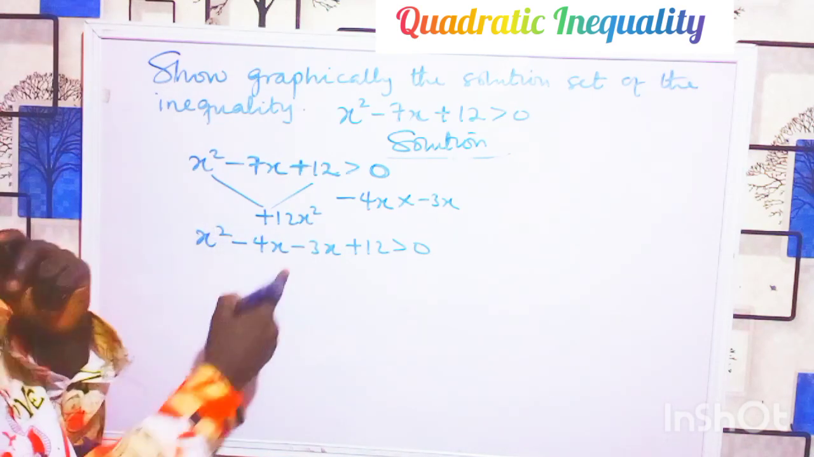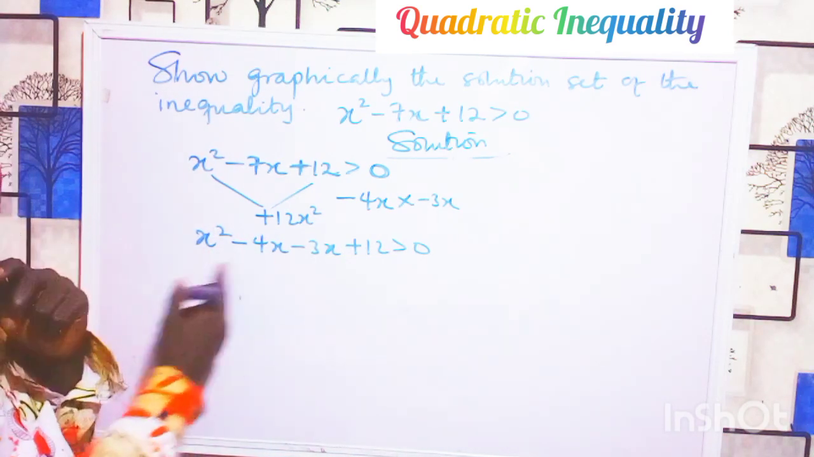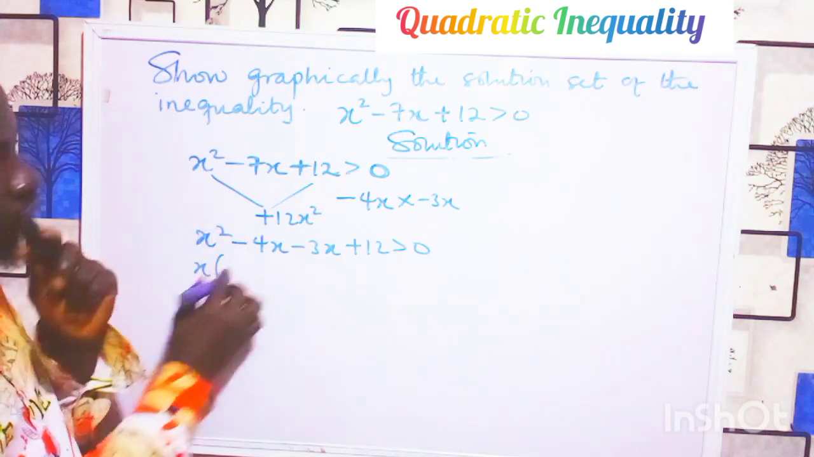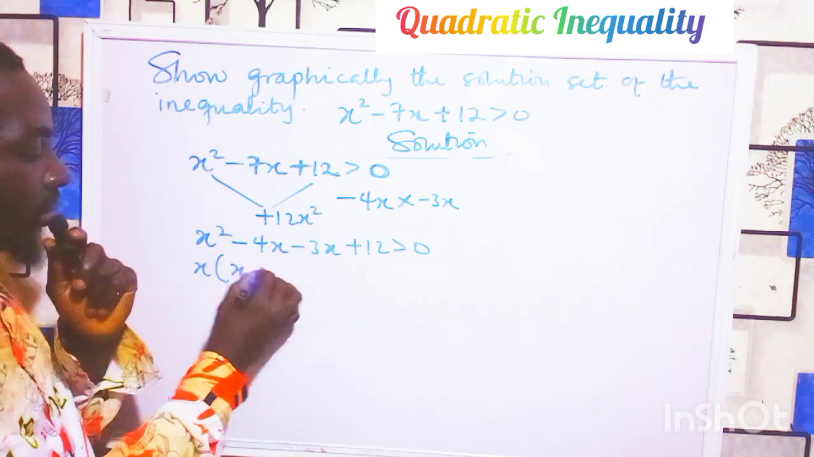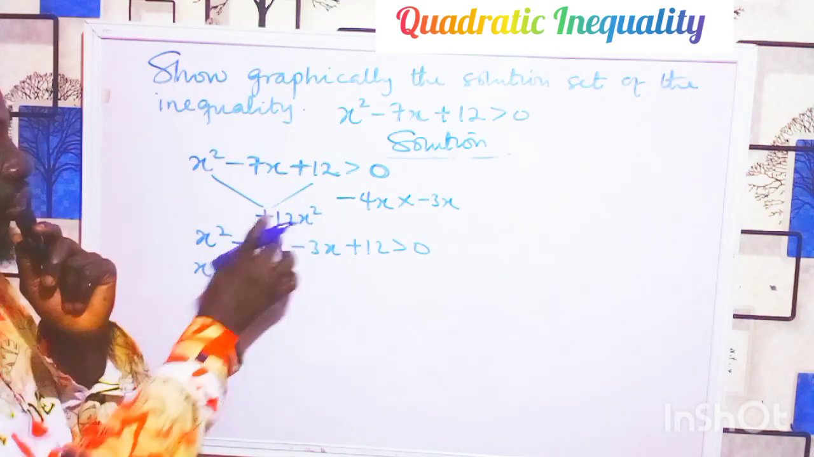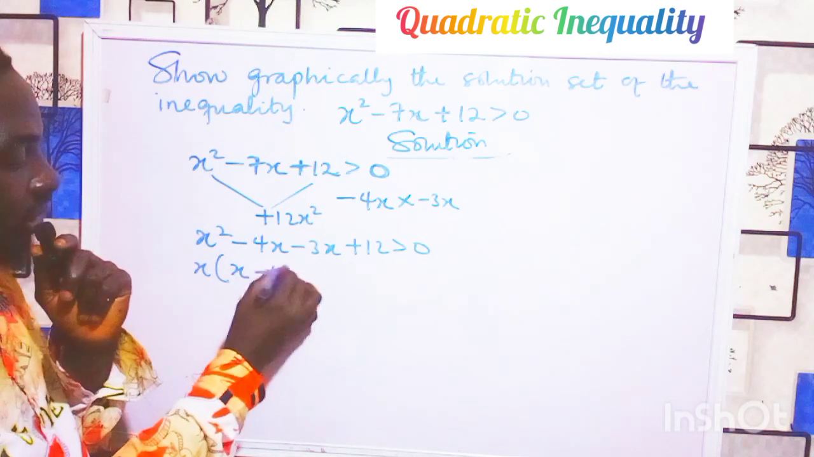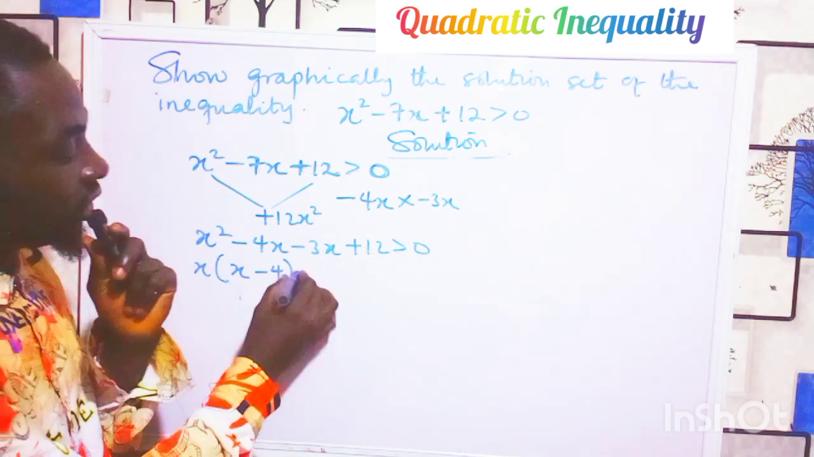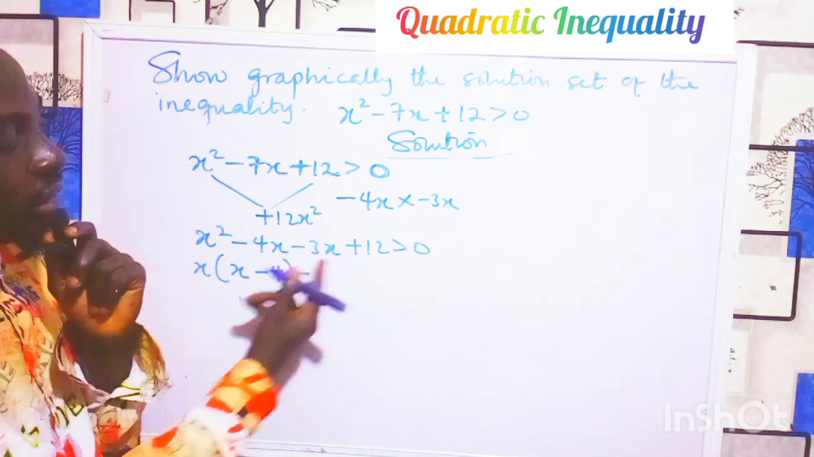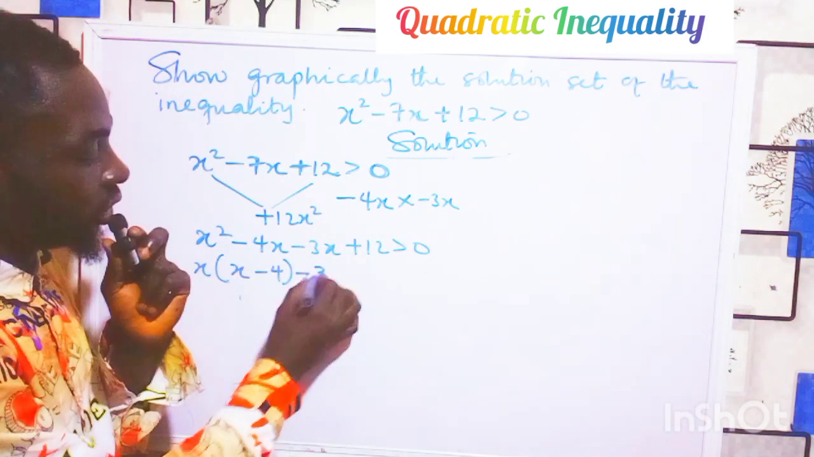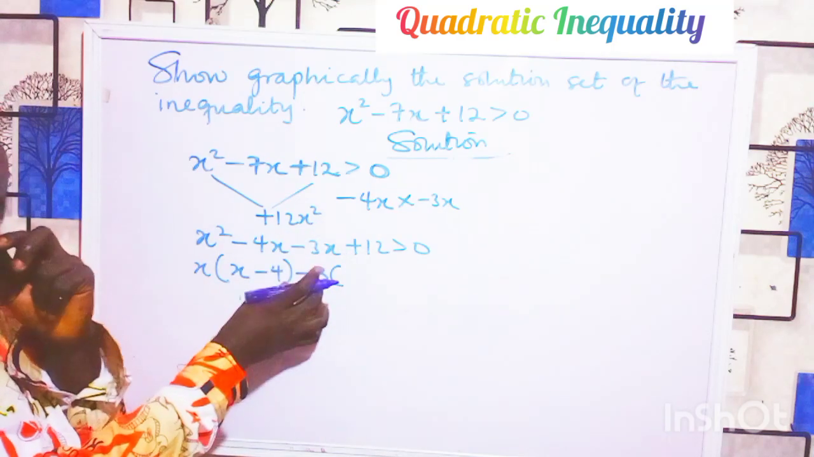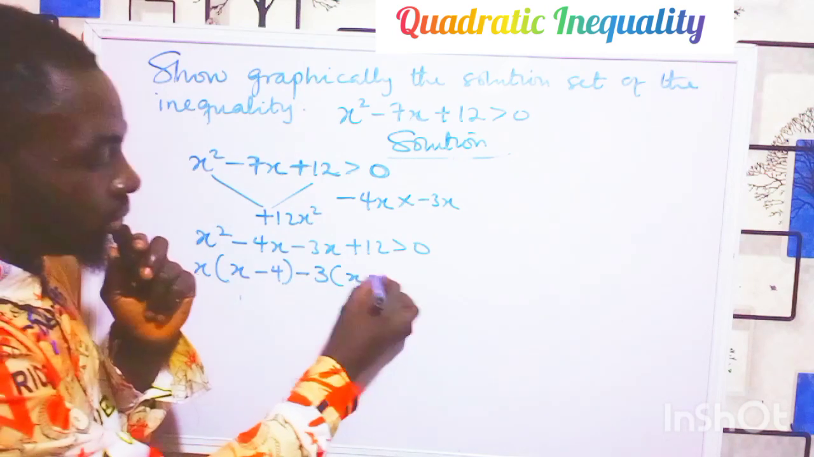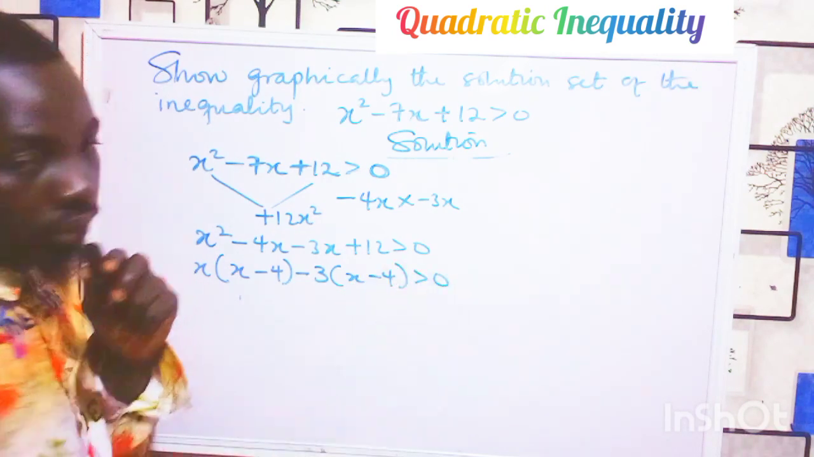So then you factorize these two. x is common, that's x into bracket. x squared divided by x is x, minus 4x divided by x is minus 4. The first thing that is common in this is the sign, which is minus. Then 3 is also common. Minus 3 divided by minus 3 will give us x. Plus 12 divided by minus 3 will give us minus 4, greater than 0.